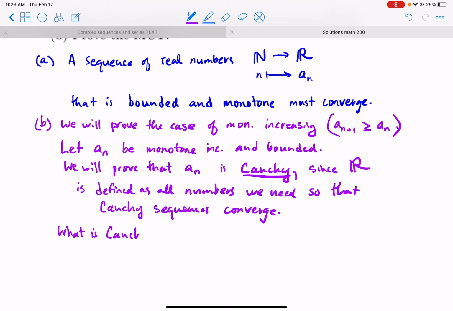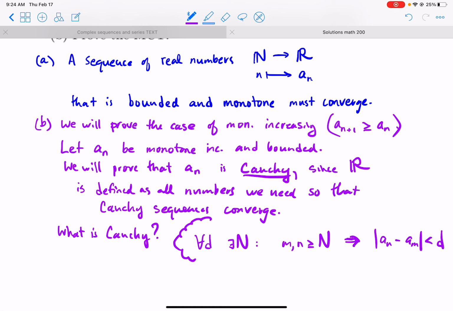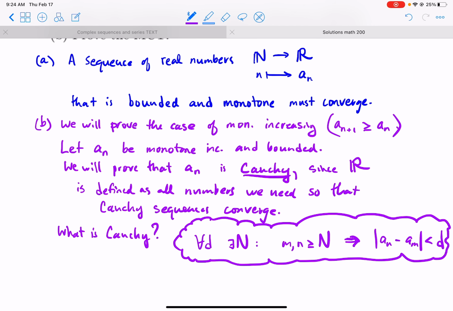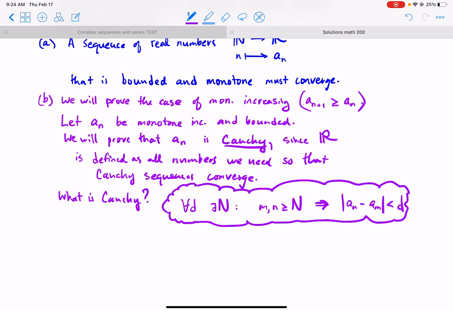What is Cauchy? I'm helping the reader remember what Cauchy is. Well, maybe I'll put it in a thought bubble. For all d, there exists an N, such that any pair past that cutoff value implies that these two are less than d. Okay, that's Cauchy. So that's what we need to prove.